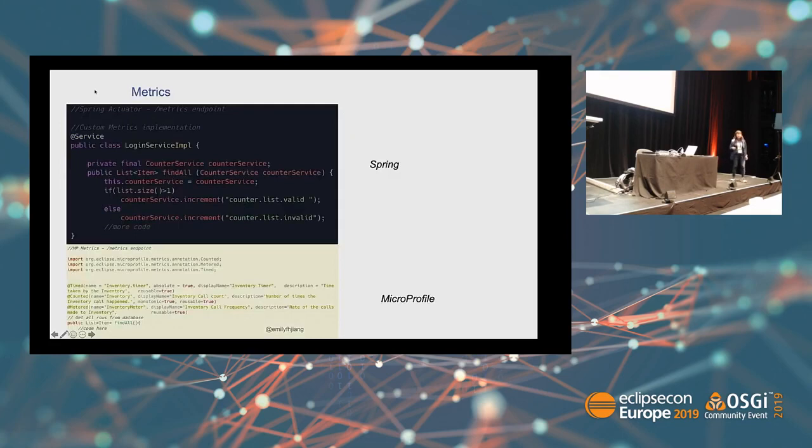So this is what I mentioned, the metrics to monitor your microservice performance. Again, in Spring, you can use the Spring Actuator. It has a /metrics endpoint. So you can directly call the counter service. You can get a counter service, and then you can do list valid or list invalid, and increment, etc. In MicroProfile, we use MicroProfile Metrics. You can directly use annotations like @Timed to monitor how fast your endpoint is processing the request, and @Counted for how many callers call into this backend, etc. In MicroProfile, we also expose this /metrics endpoint.